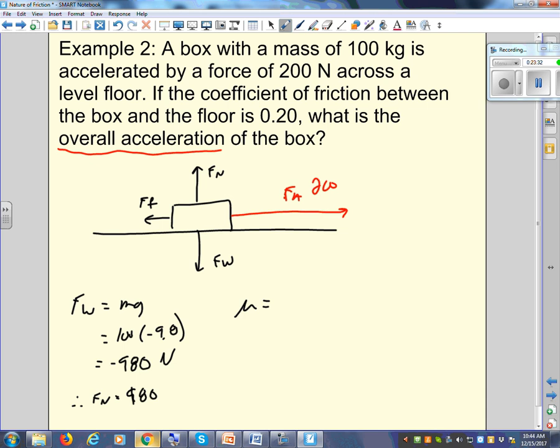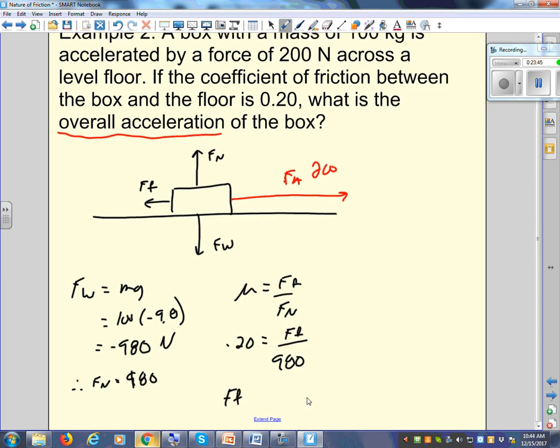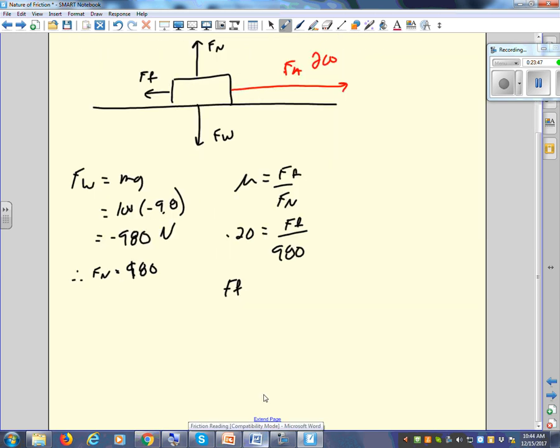Same step as before. Ff over Fn. This time it's 0.20. Solve for friction. 980. You're multiplying, right? 0.2 times 980.